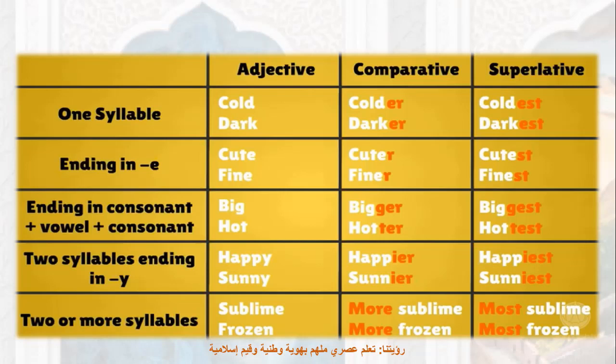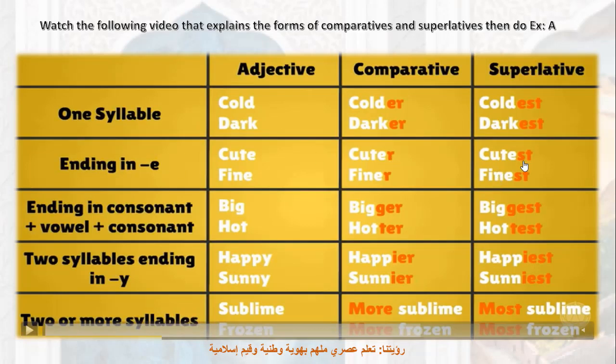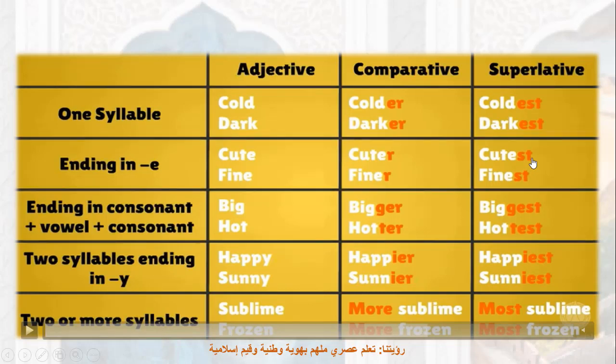adjectives like cold and dark will just take an ER at the end to get the comparative and an EST to get the superlative. So cold, colder than, and the coldest. Adjectives ending in E like cute and fine will just take an R to get the comparative and an ST to get the superlative. And we will say, for example, cuter than and the cutest.